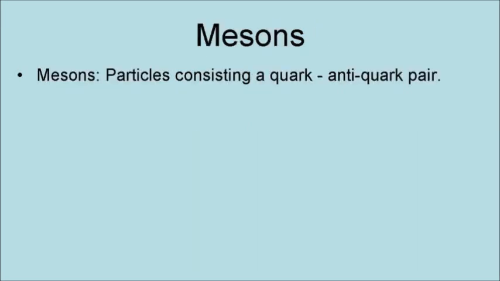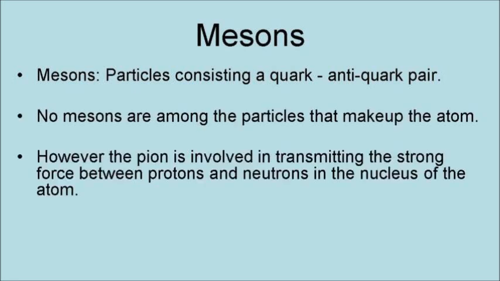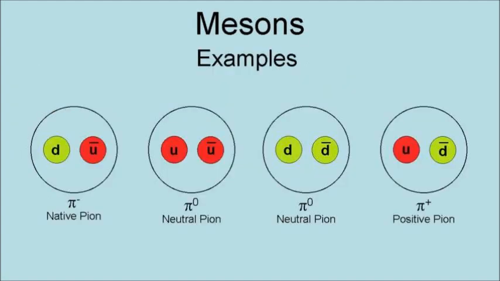Mesons are particles consisting of a quark-antiquark pair. No mesons are among the particles that make up the atom. However, the pion is involved in transmitting the strong force between protons and neutrons in the nucleus of the atom. These are the four types of pions.